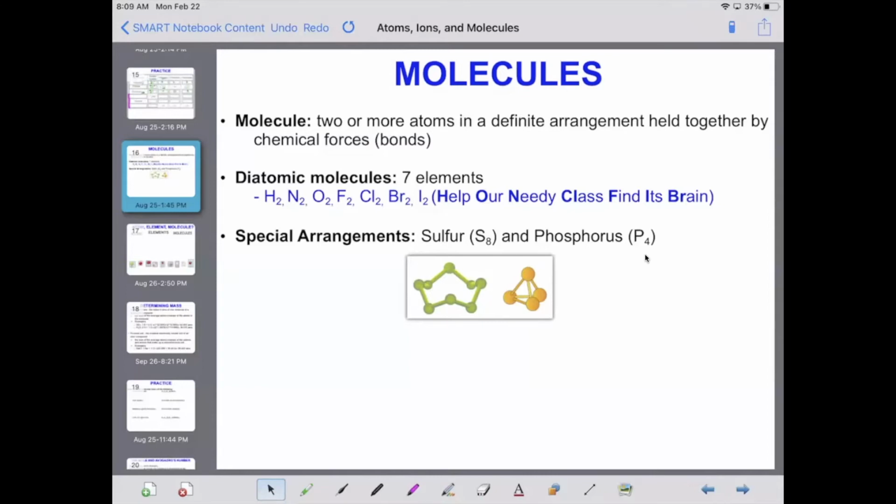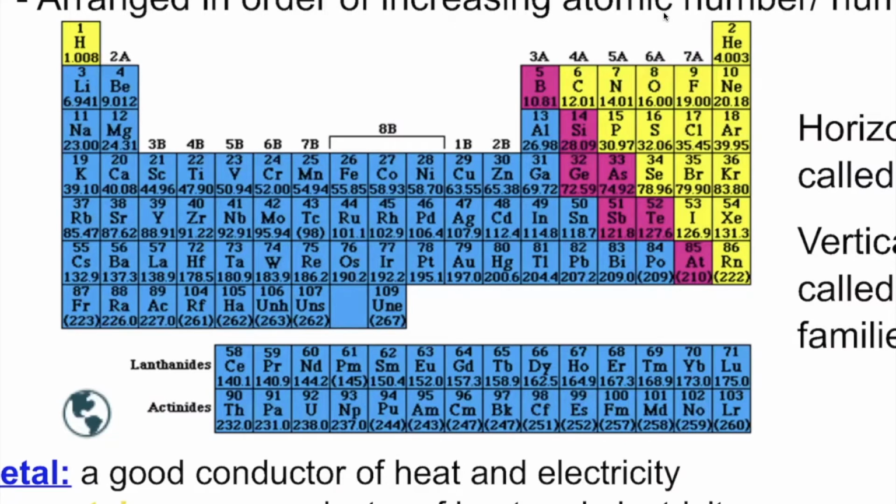There are 7 elements that automatically just hook up as diatomic molecules. So they are 2 atoms of the same element that are held together and they exist as this dimer or as this diatomic molecule. And those are hydrogen, nitrogen, oxygen, fluorine, chlorine, bromine, and iodine. We can remember them with the acronym "help our needy class find its brain," or if we look at the periodic table, we can see that it really makes a nice 7. Plus hydrogen, don't forget hydrogen.